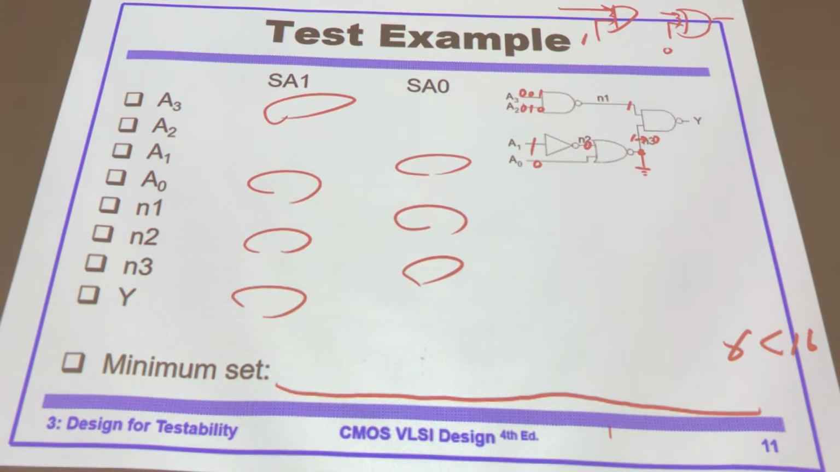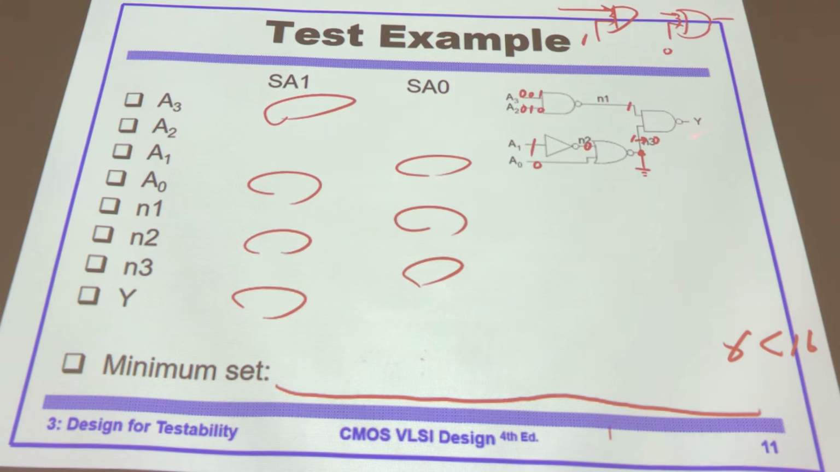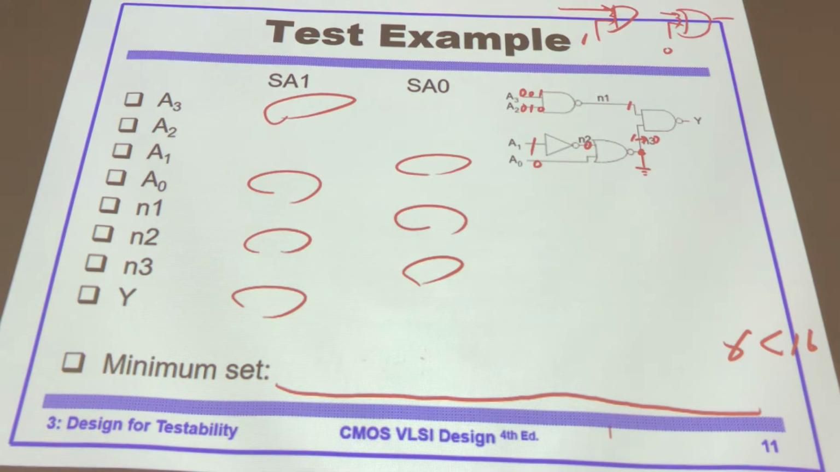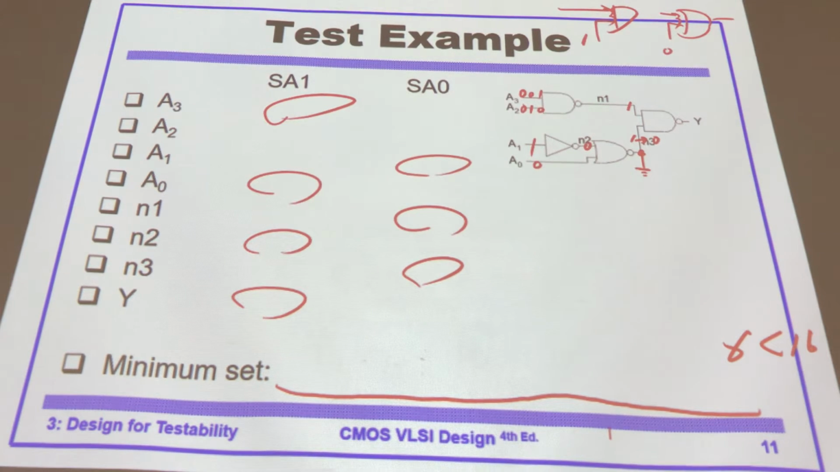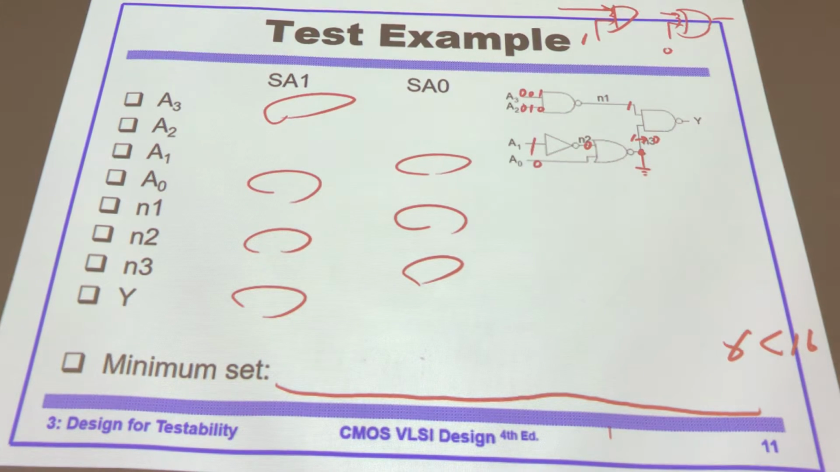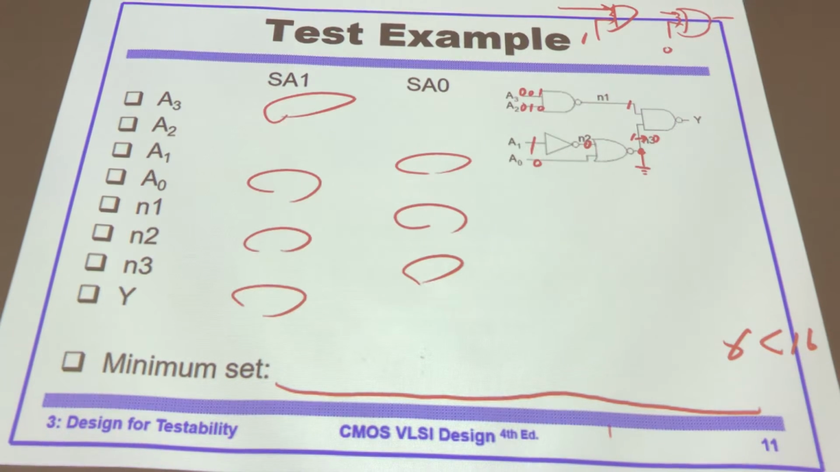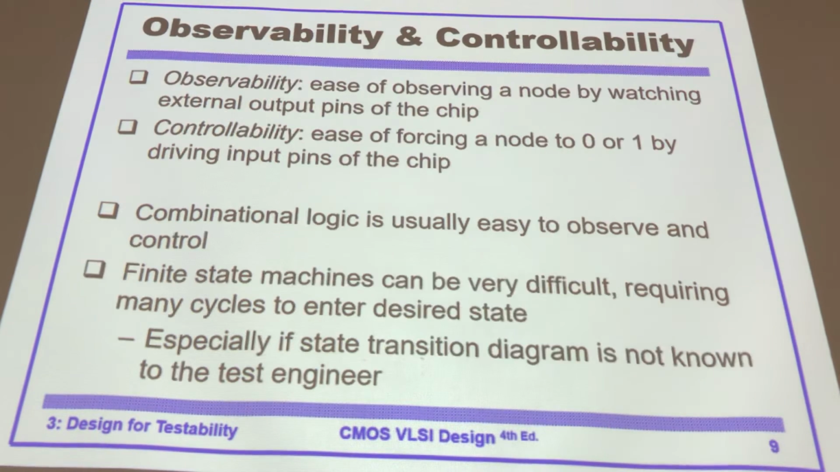So, for a chip to be easy or not for testing, that depends on its controllability and observability. Typically, a conventional circuit has good observability and controllability. But for a sequential circuit, that's going to be hard. That's going to be not easy. Conventional logic is usually easy to observe and control.